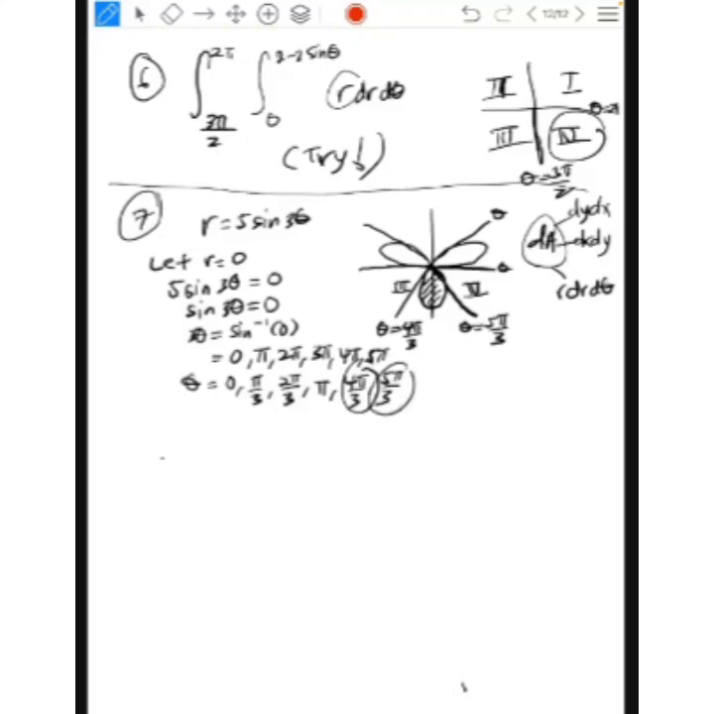Okay, so the area is actually equals to the limit that has already been given, 4 pi/3 until 5 pi/3. And then it's from 0 until 5 sin 3 theta. r dr d theta. So you try for this one.